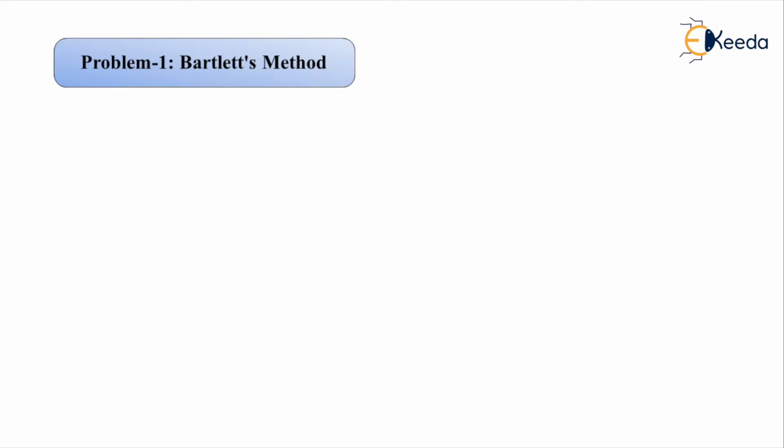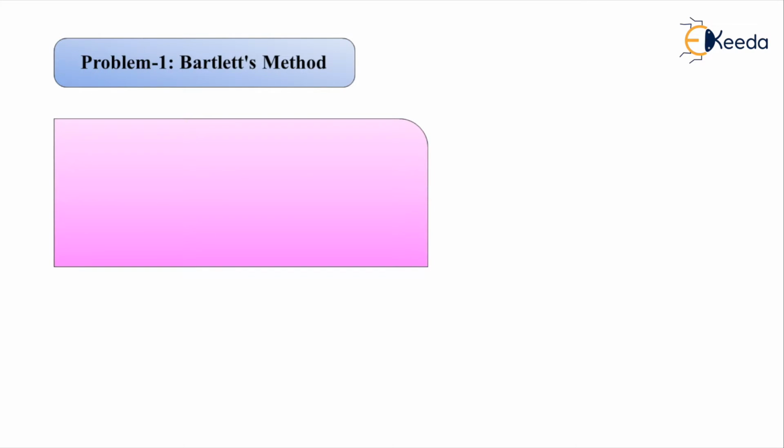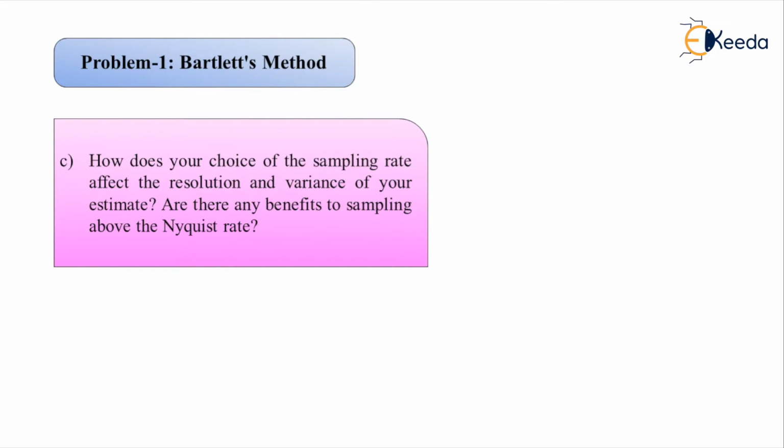And lastly, in part C, we are asked: how does your choice of the sampling rate affect the resolution and variance of your estimate? Are there any benefits to sampling above the Nyquist rate? This is what the problem statement says, which completes Problem 1: Bartlett's method.